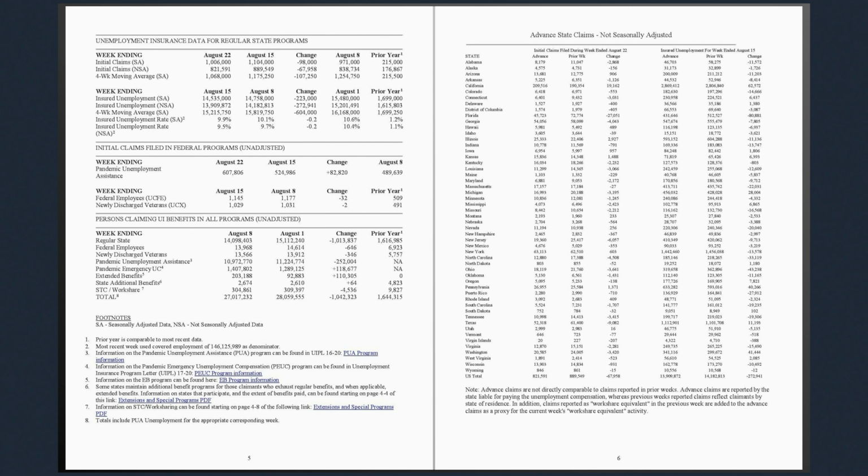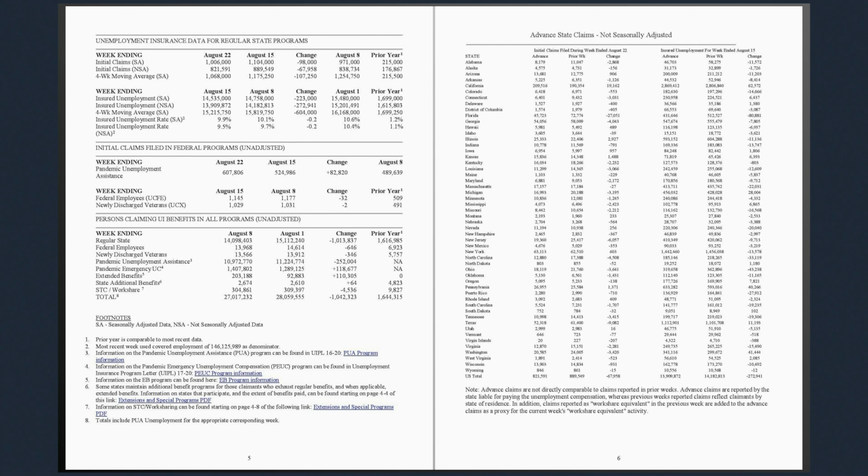Unemployment insurance data for regular state programs. Week ending August 22. Initial claims seasonally adjusted 1,006,000. Initial claims not seasonally adjusted 821,591. 4-week moving average seasonally adjusted 1,068,000.